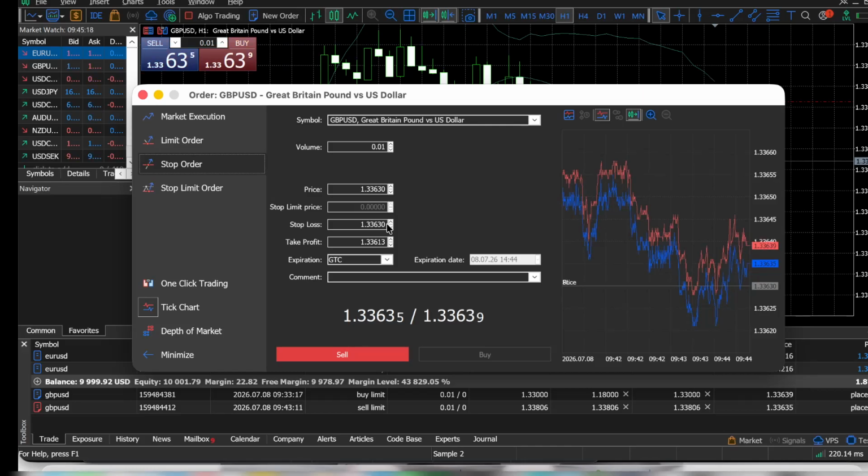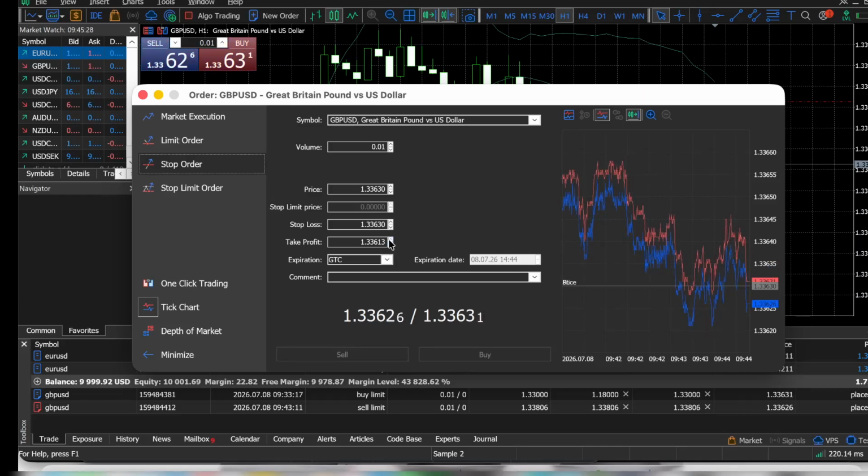You can also choose an expiration if you want the order to be cancelled automatically at a certain time. This can be useful if you only want the order to remain active during a specific trading session or until a certain market event. When all your settings are entered, click Place. This sends your pending buy stop order to the platform so it can wait for the market to reach your chosen trigger price. Here's a quick example to help make this clearer.